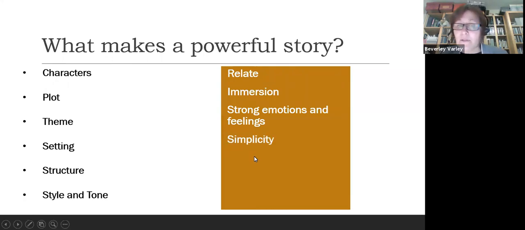It must be simple. The story and the themes, you must be able to grasp it very quickly, understand it, and be able to repeat it and tell the story again in very simple language, because that makes it memorable.